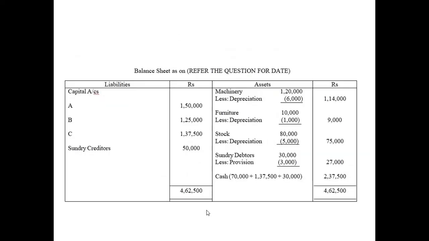Balance sheet is very simple. We know that. I will explain this cash portion. This cash balance is already 70,000 in the firm. 1,37,500 is the amount of capital brought in by C, and this 30,000 is the premium for goodwill.